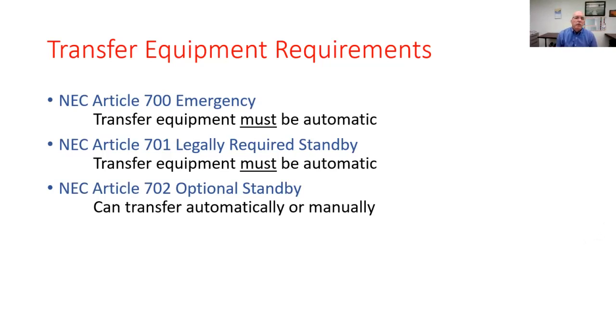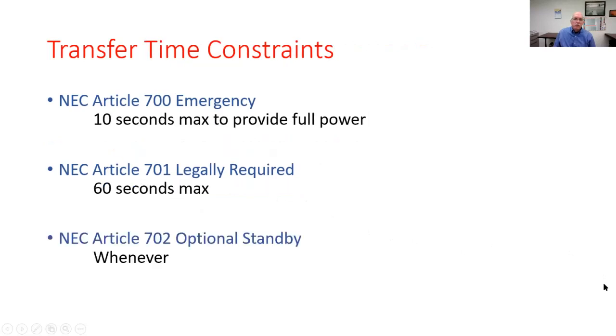Your transfer equipment requirements, again, if it was NEC Article 700 emergency, like at a hospital, that transfer must be automatic. If it's an office building and they need lights and they need elevators to get people out of buildings and things like that, that transfer must be automatic. For your backyard Kohler and Generac generators, Article 702, optional standby, the transfer can be automatic or manual.